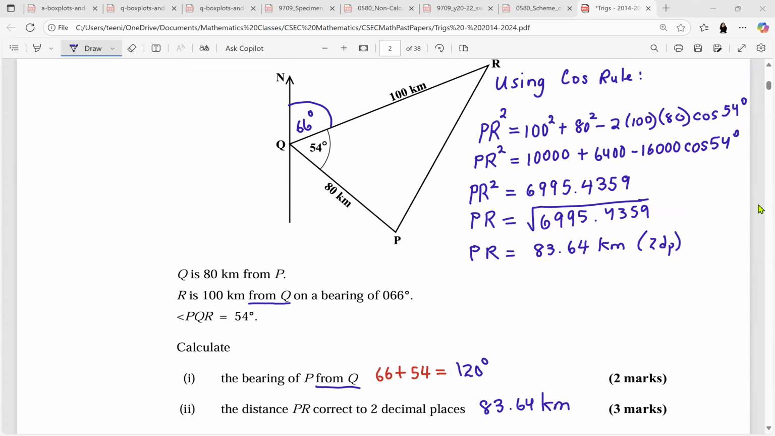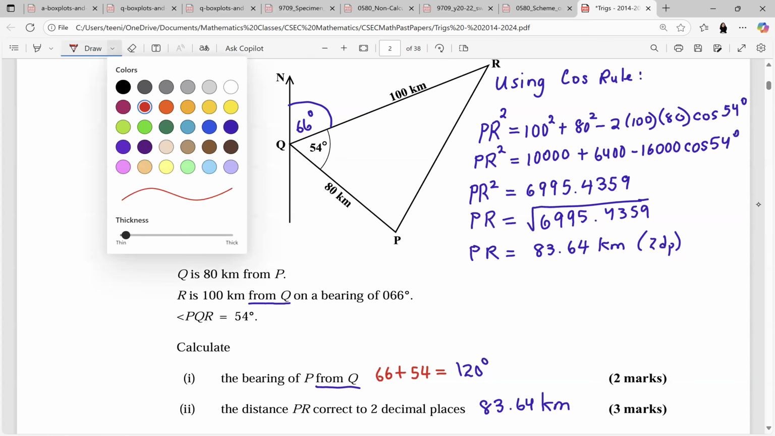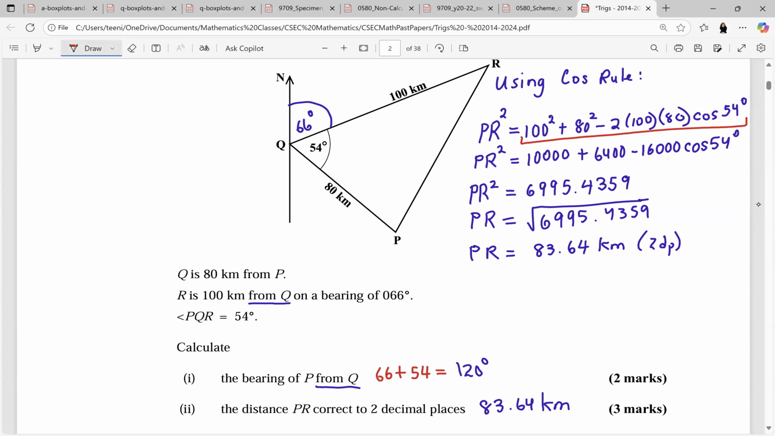Let's see. I'm gonna type in this full first line, and maybe you could try it too with me, Tristan. Use the shortcut for squared: 100 squared plus 80 squared minus 2 times 100 times 80 times cos of 54. I still got 6,995. Tell me if you get it.